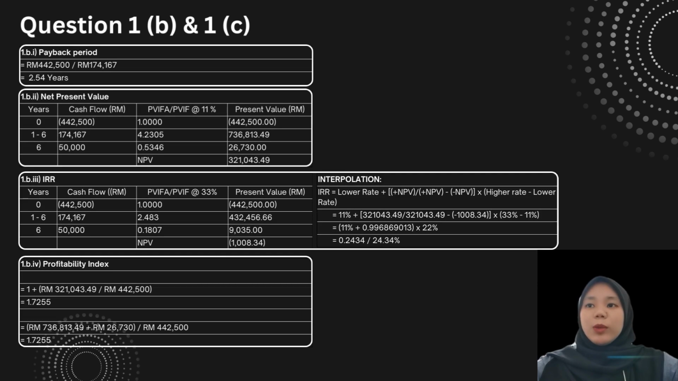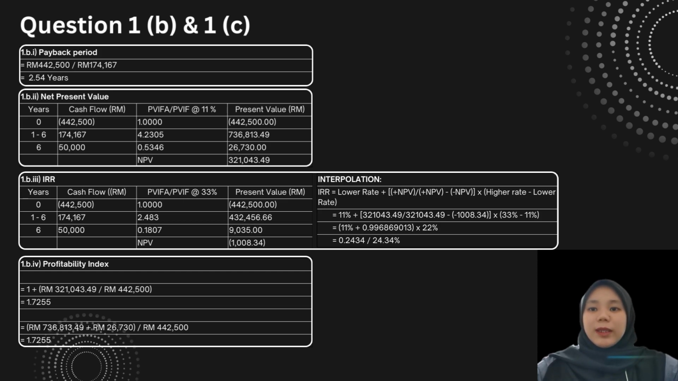In this slide, we will discuss the payback period, the net present value, the internal rate of return, and the profitability index for the new machine. First is the payback period, which measures how quickly the company can recover its initial outlay. To get the payback period, we need to divide the initial outlay by the annual cash flow. Based on this slide, the payback period of the new machine is 2.54 years or 2 years and 6 months.